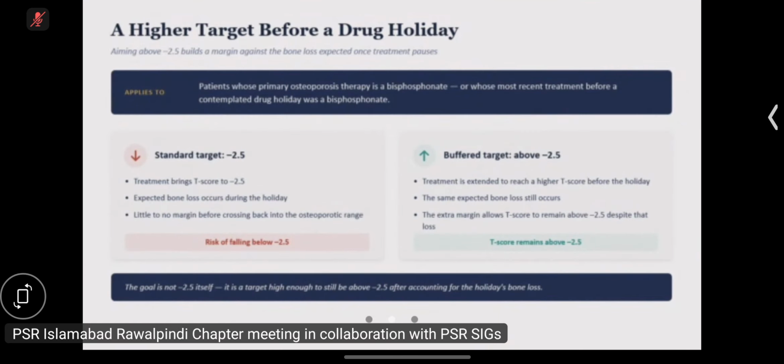And lastly, we also have to aim for a higher T-score target for patients who are being treated with bisphosphonates or whose most recent treatment included a bisphosphonate. So here the goal is not -2.5 itself. It is a target high enough to still be above -2.5 after accounting for the holiday's bone loss. We know that they will go on a drug holiday and they will lose their BMD. So prior to putting them on holiday, we have to increase their score to a reasonable level.